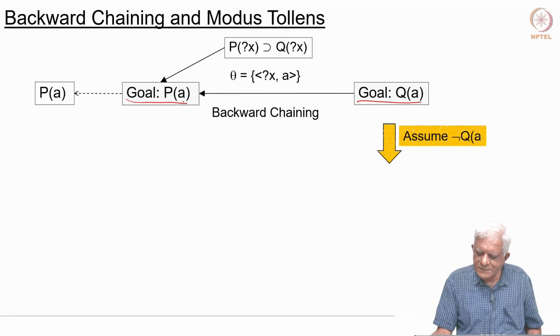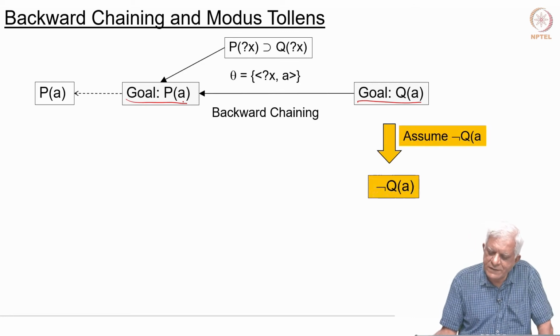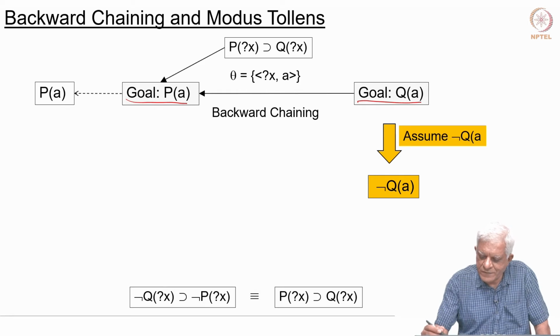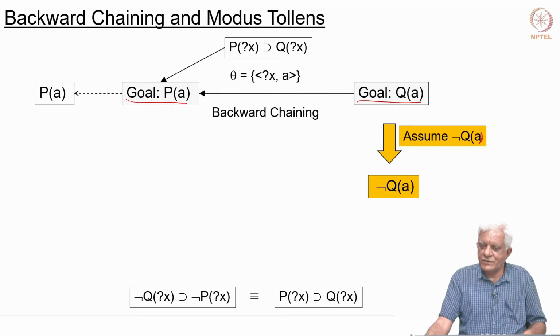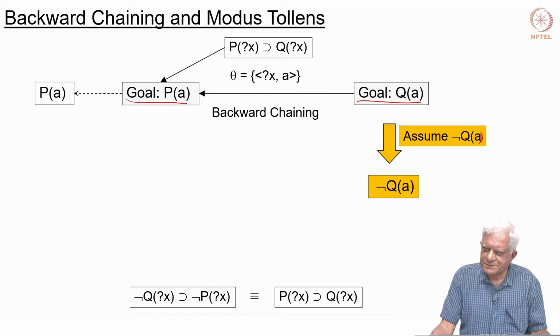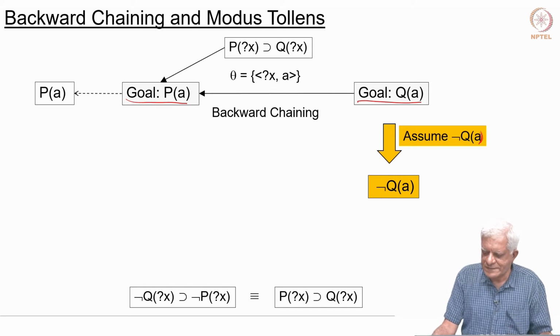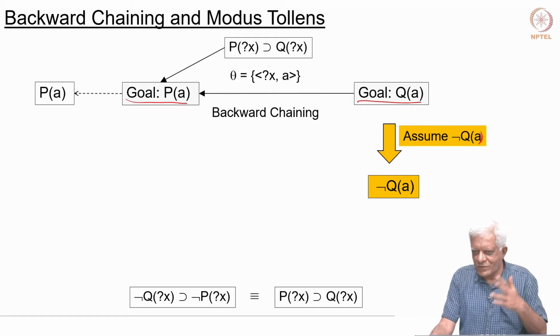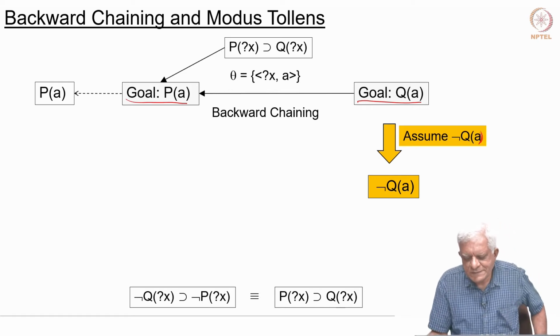Now, just imagine that instead of saying that Q of A is a goal, we assume the negation of Q of A. Okay, so one bracket seems to have been hidden here. We assume not of Q of A. Now, obviously, I hope this rings a bell. That's what we did when we talked about proof by contradiction essentially. Assume the negation of the goal and then go around making your inferences essentially.